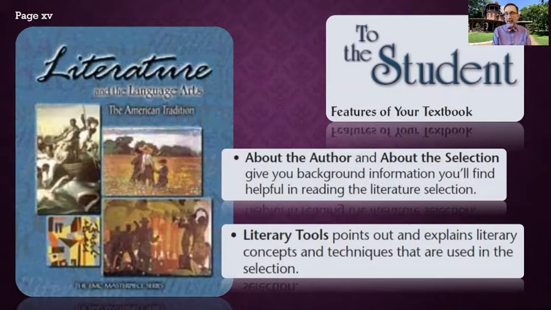First of all, there's always a section called About the Author. And I think it's important, especially with American literature, to understand who was writing in a certain time period. And then there's a section called About the Selection, and that's going to be the background about the specific piece that we're studying on any given day. And its context, what brought it into existence, its purpose, the effect it's had on American lit, that sort of thing. And then there are literary tools.